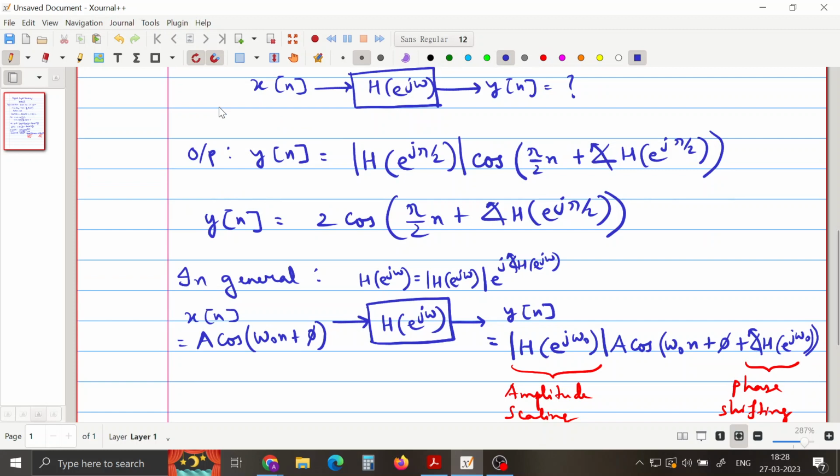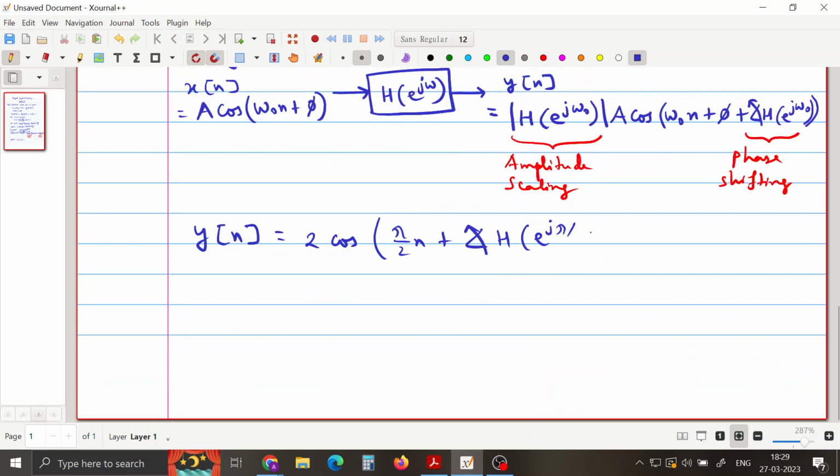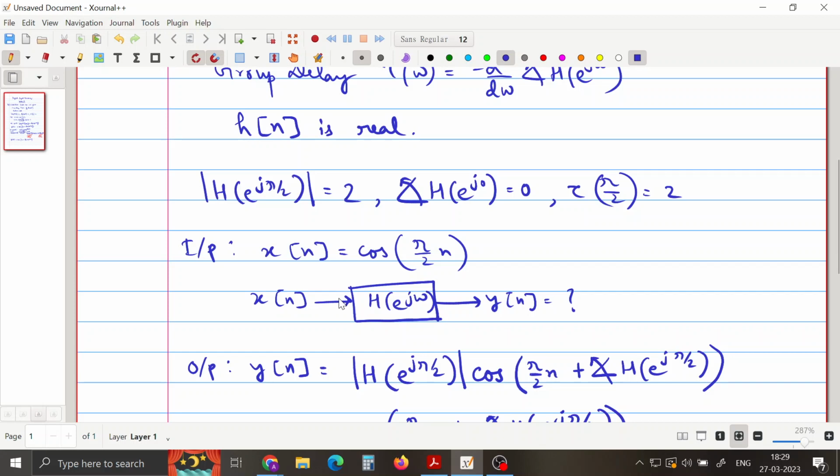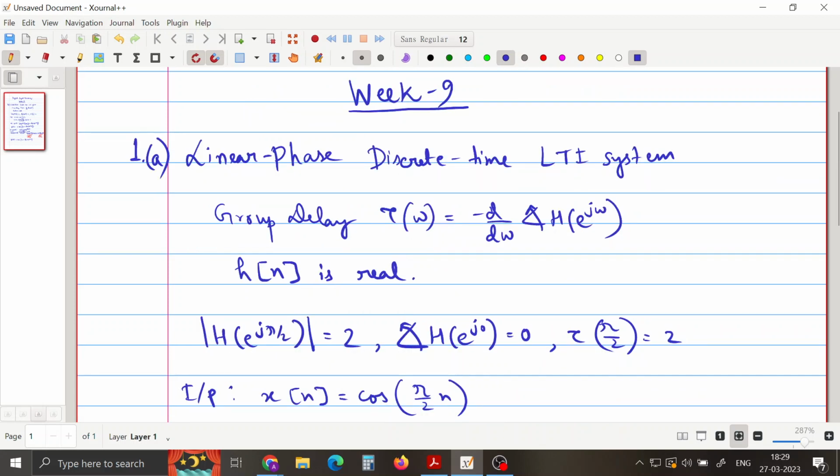Alright, so we arrived at this y of n is 2 times cos pi by 2 n plus this phase at pi by 2. Now we still don't know yet about this value, the phase at pi by 2. So if you go back to the question, I have already actually noted down in here. So there is an important keyword, linear phase.